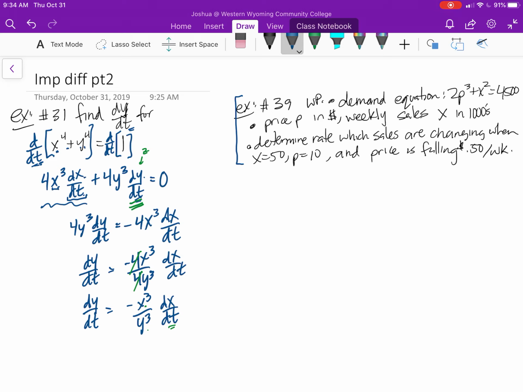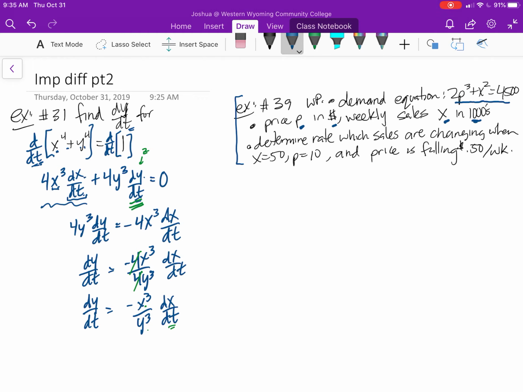All right, I didn't write the whole thing. I think my little bullet points gets the gist of what the problem is saying. We have this demand equation here. Okay, that's given, and what it stands for, the P is the price, and that's in dollars. The sales is X, and that's in thousands of sales, so whatever they're selling, right, they're selling thousands of them. The question is, determine the rate at which sales are changing at a time when X equals 50, P equals 10, and the price is falling 50 cents per week.